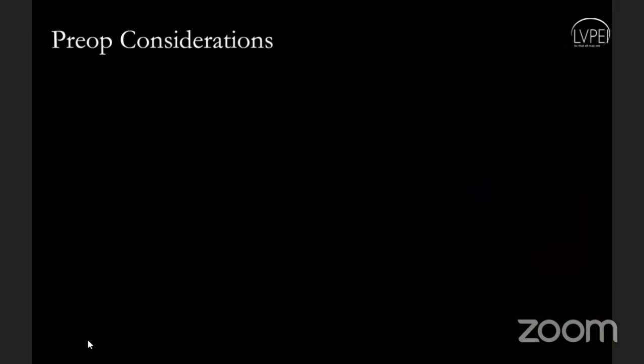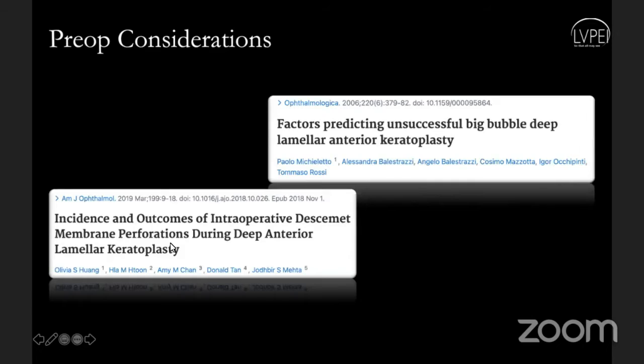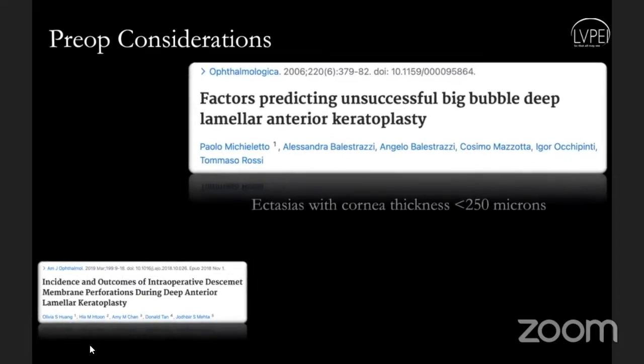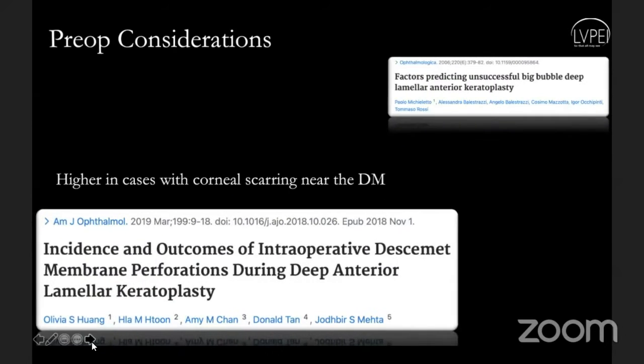Coming to the preoperative factors, the incidence of perforation in DALK ranges from 1 to 50% of cases. Although perforation can occur in any step of DALK or in any case of DALK, several studies have looked into identifying those cases where the risk is higher. In the study by Micheletto et al., corneas with advanced ectasias and thickness less than 250 microns were considered to be at a higher risk of perforation. A similar finding was noted in the study by Huang et al., and they also added that patients with corneal scars, especially deeper scars, are also more prone to perforations.